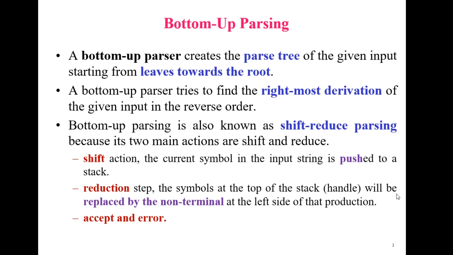It is also known as shift-reduce parsing because it has two important functions. The first function is shift function, the second one is reduce function. In the shift function, it pushes the current symbol onto the top of the stack. In reduce function, it uses a production and it pops all the symbols that match the right hand side of the production and pushes the left hand side non-terminal of the production onto the stack. There are two more operations. The first one is accept, the second one is error.